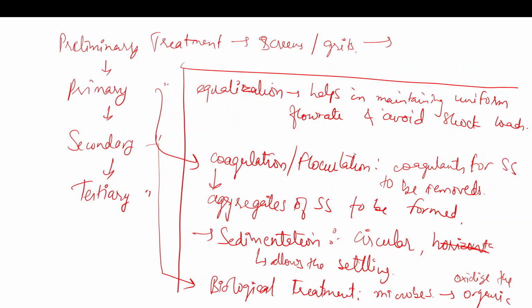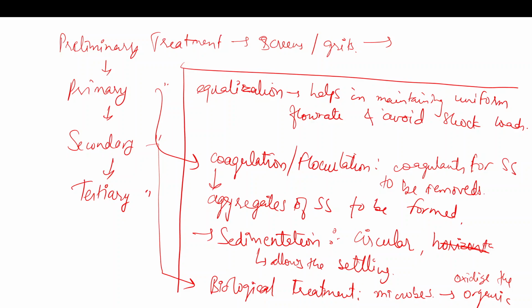Okay, so BOD and COD: BOD refers to biological oxygen demand and COD refers to chemical oxygen demand. Biological oxygen demand is the amount of oxygen required by the microbes to oxidize the organics which are present in wastewater, right? And COD represents the amount of oxygen required by the chemical for the complete oxidation, right?